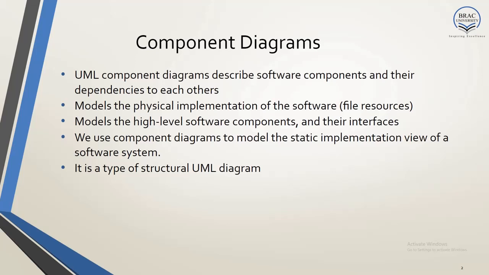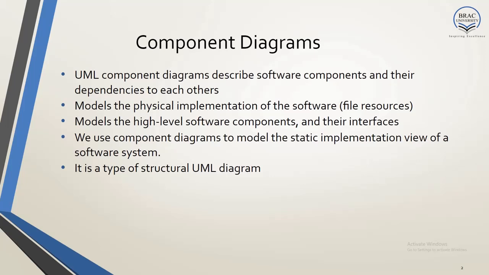So what actually is a component diagram? A component diagram is a type of UML diagram which describes the dependencies between software components. By software component we mean different parts of a software which can act individually or which perform a specific set of functionalities within the system.